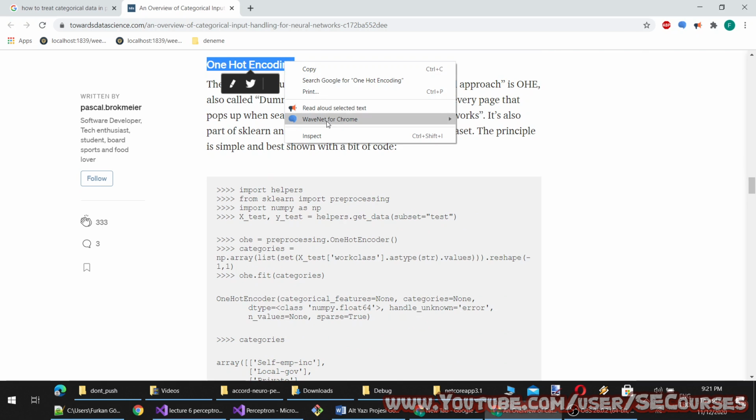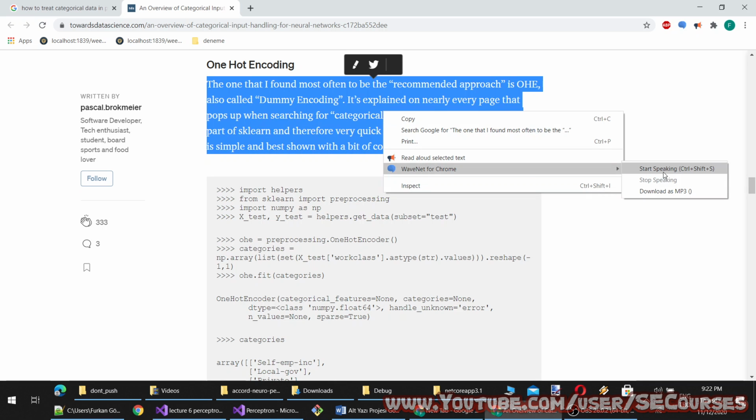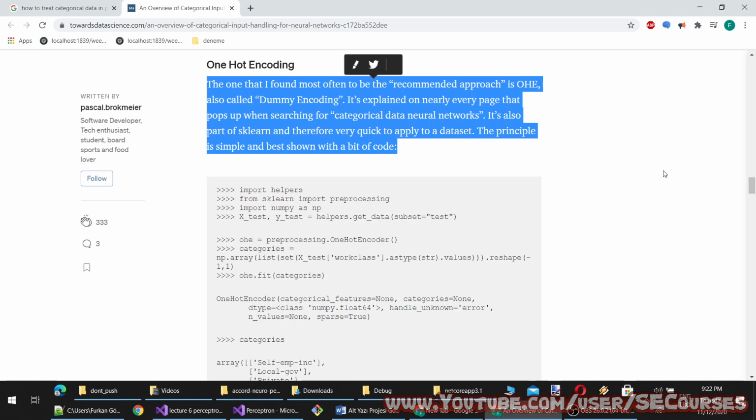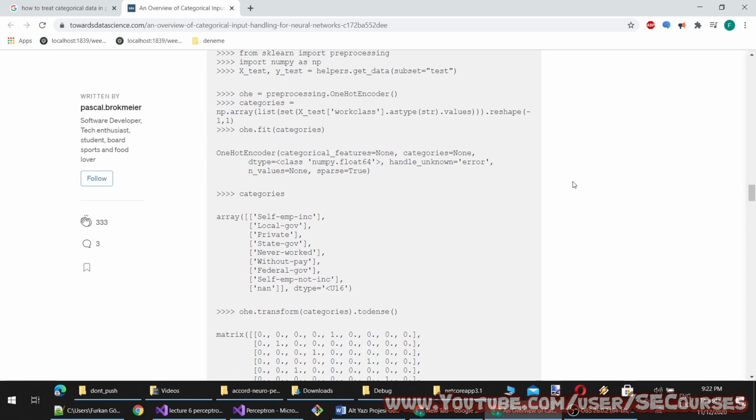Okay. One hot encoding. The one that I found most often to be the recommended approach is OHE, also called dummy encoding. It's explained on nearly every page that pops up when searching for categorical data neural networks. It's also part of SECourses and therefore very quick to apply to a dataset. The principle is simple and best shown with a bit of code.